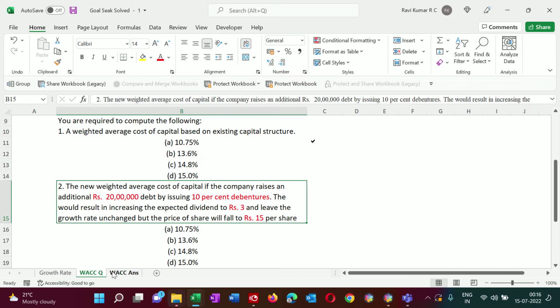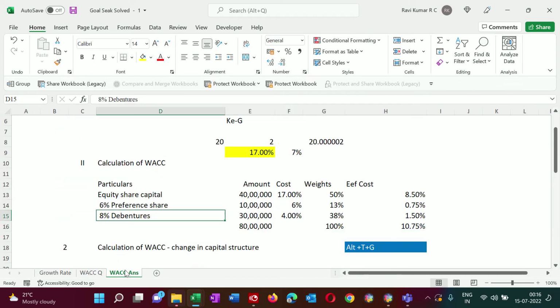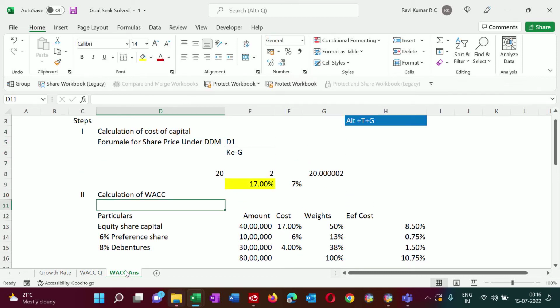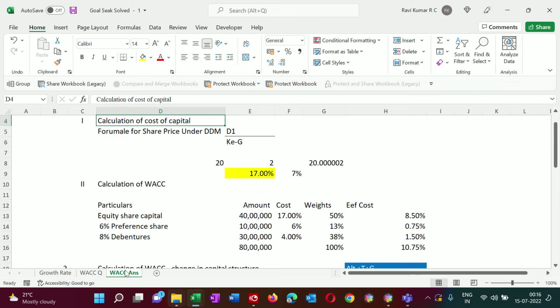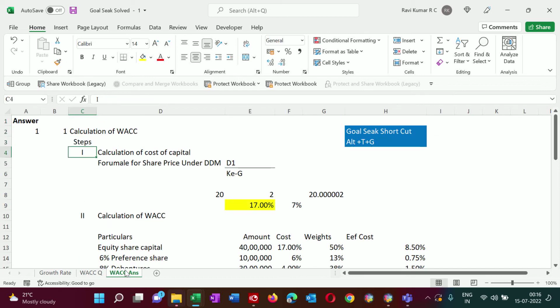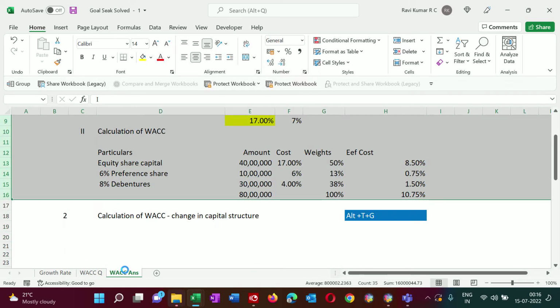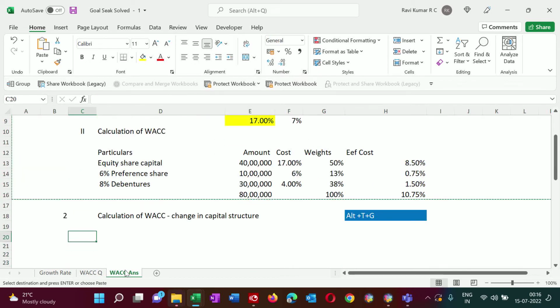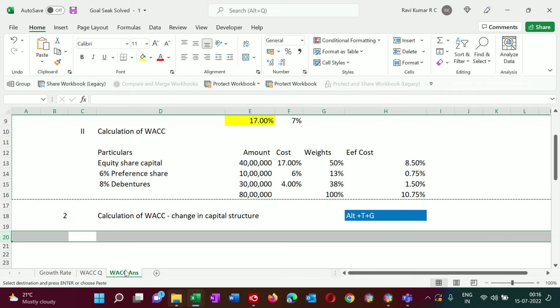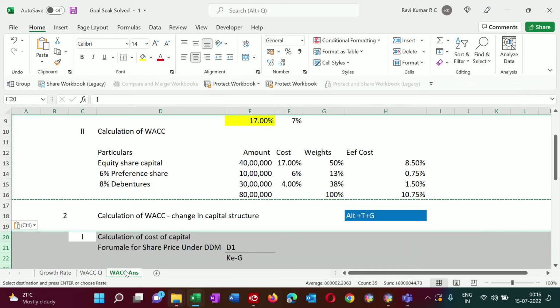So what does it mean? Since they have changed the information pertaining to dividend and the price of the share, my cost of capital will change. So what I'm going to do is copy this entire structure below. The same steps I have to follow. Therefore, I'm going to copy this and paste here, right?